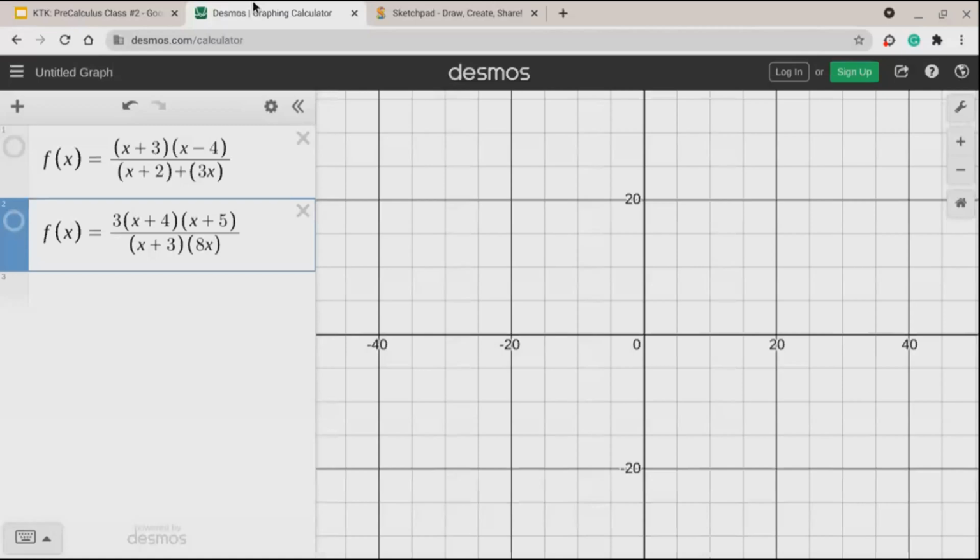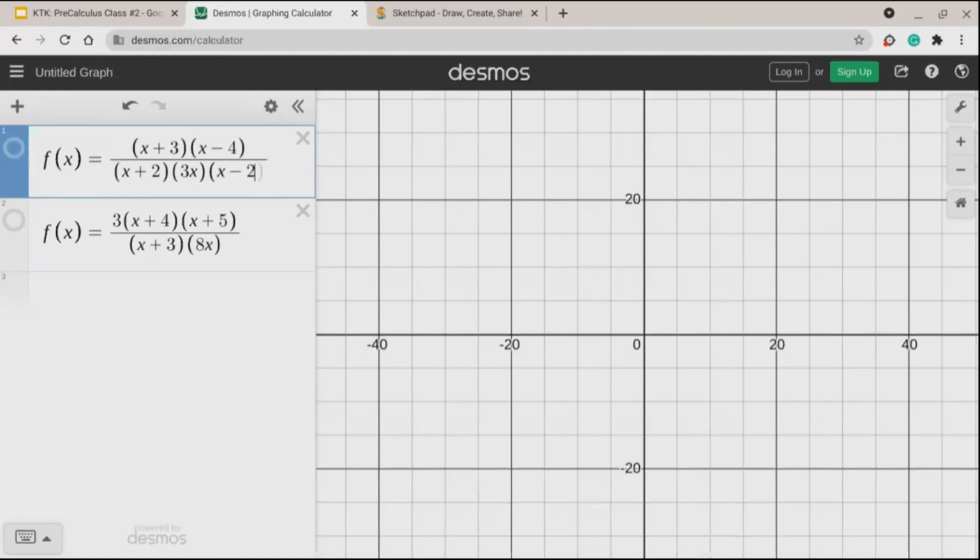Using Desmos to graph, and this is our Desmos graphing calculator. So these are the two equations that we're going to take a look at. f of x is equal to x plus 3 times x minus 4 over x plus 2. Let me change that, it's an incorrect rational function. And let's add one more factor to this, so x minus 2 to that.